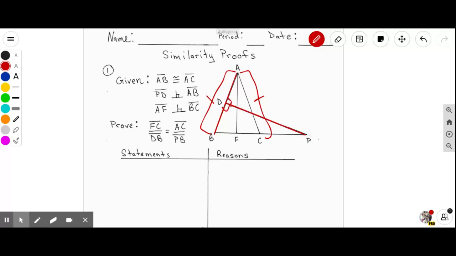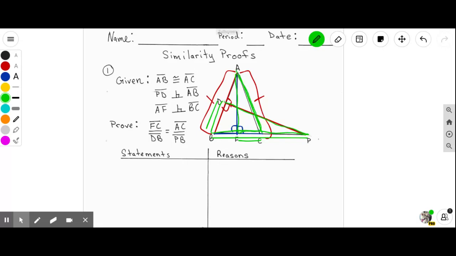And then it says AF is perpendicular to BC. Okay, so we'll have some right angles there. And then we're asked to prove, let's grab another color, that FC over DB is equal to AC over PB. So that last part there, what we're being asked to prove, that shows you which triangles we need to show are similar. We need to show that this triangle here is similar to this triangle here.